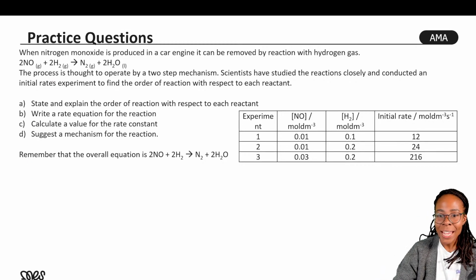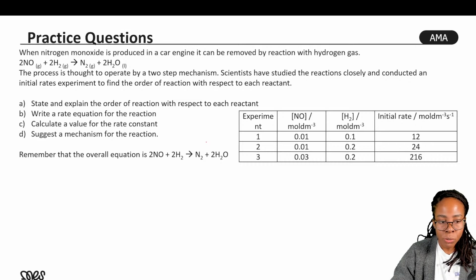Okay, lovely. So let's bring our rate equation to some actual data. So nitrogen monoxide reacting with hydrogen. Sure, great, lovely. First, we want to state and explain the order of reaction with respect to each reactant.